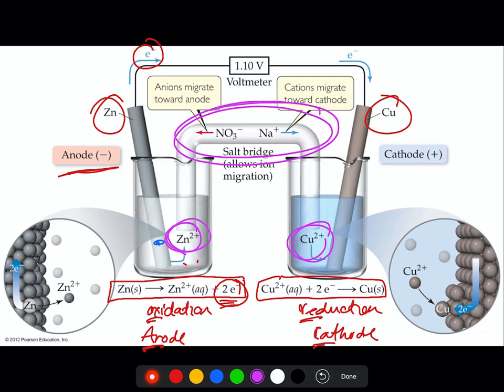Here, again, we have an outside salt bridge, where we have an inert solution. So here, note that neither sodium nor nitrate are part of our overall reaction. So that would be an inert salt bridge, where we have something that doesn't participate but contains ions that can migrate in either direction.